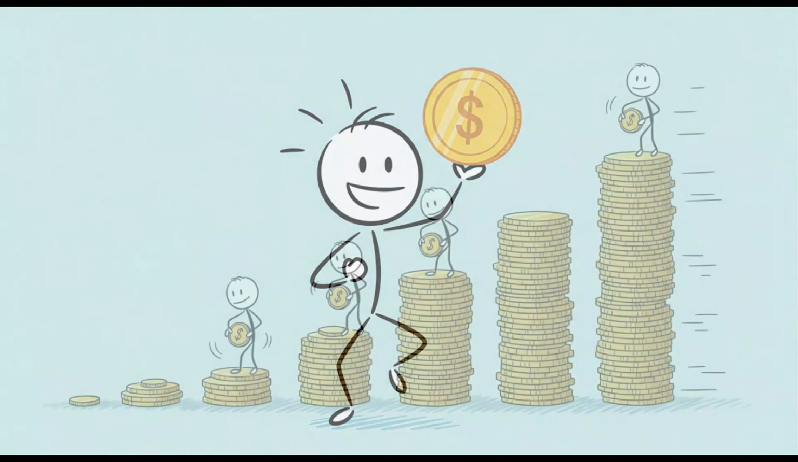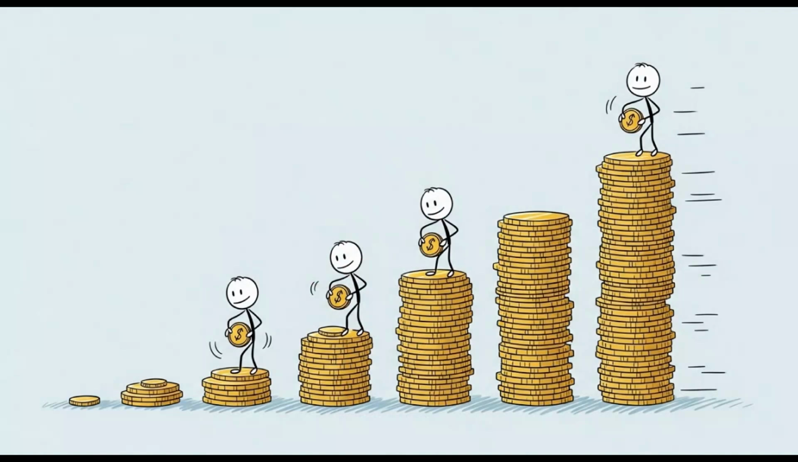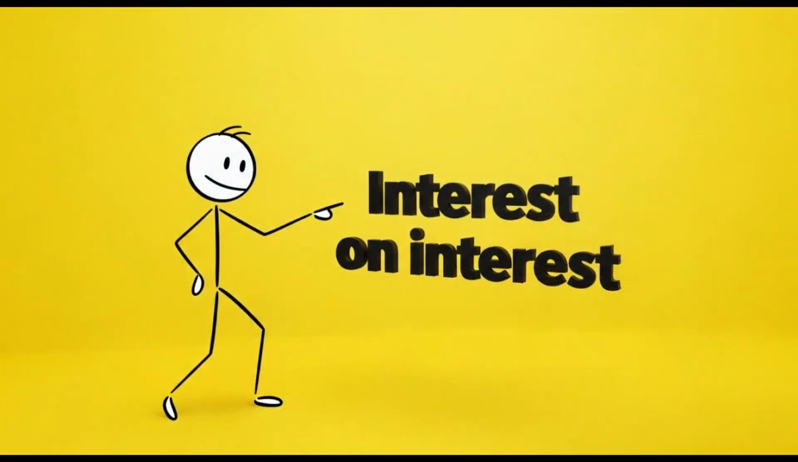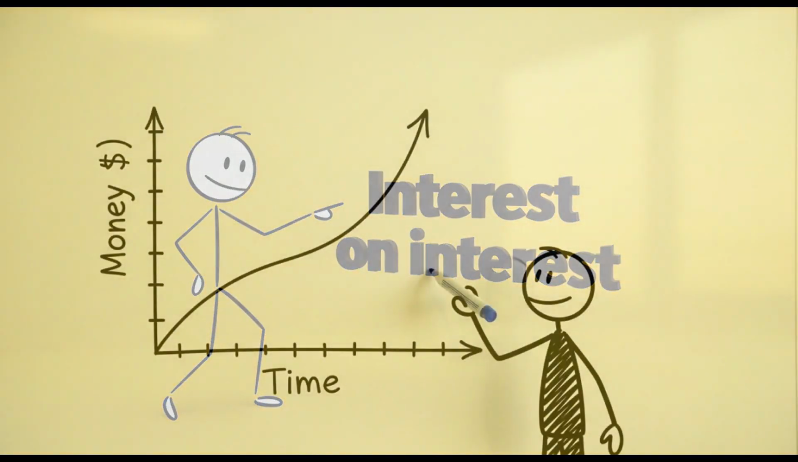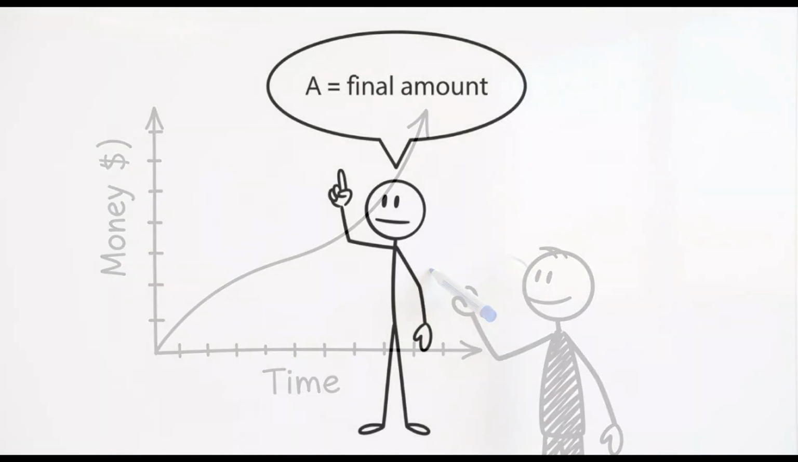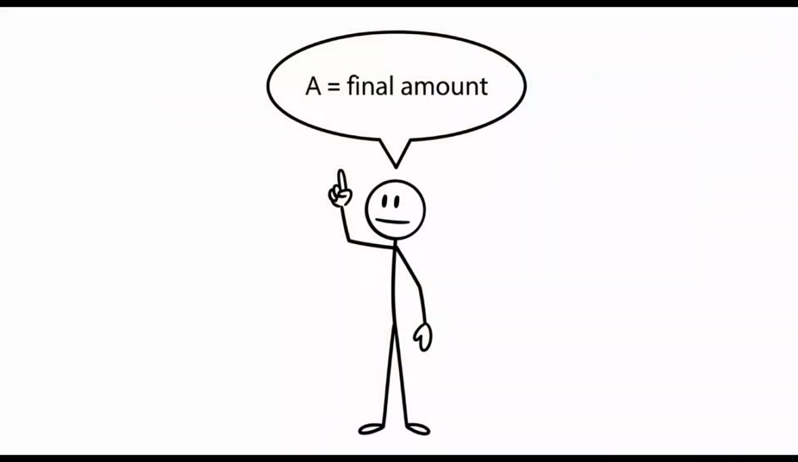The compound interest formula is A equals P times (1 plus R divided by N) raised to the power of N times T. Here's what the letters mean. A is the final amount you will have. P is the principal, or the money you start with. R is the annual interest rate in decimal form. N is how many times the interest is compounded in a year. T is the number of years you keep your money invested.